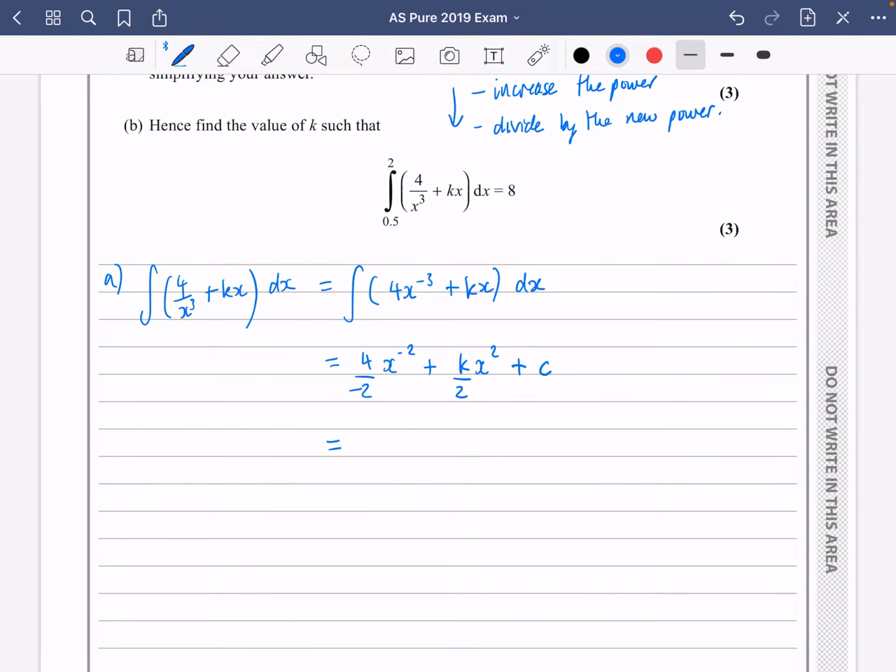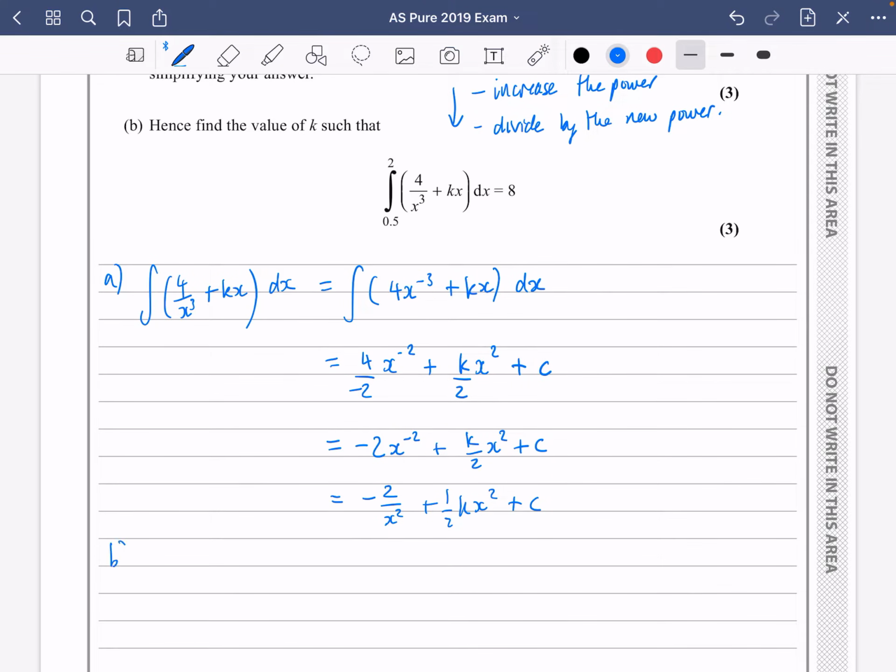So I'm just going to simplify this. 4 over minus 2 is minus 2. So it's minus 2x to the minus 2 plus a half k, or k over 2, x squared plus c. Some of you may have written this as minus 2 over x squared plus a half k x squared plus c. Either of these two forms would be completely acceptable.